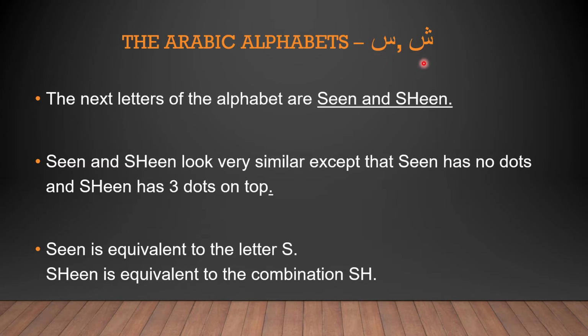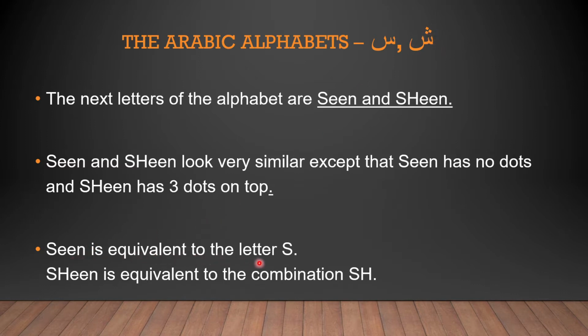Seen, Sheen. Seen and Sheen look very similar to each other, but Seen has no dots at all. You can see that there's no dots on Seen. And Sheen has 3 dots on top. Sheen has these 3 dots on top.